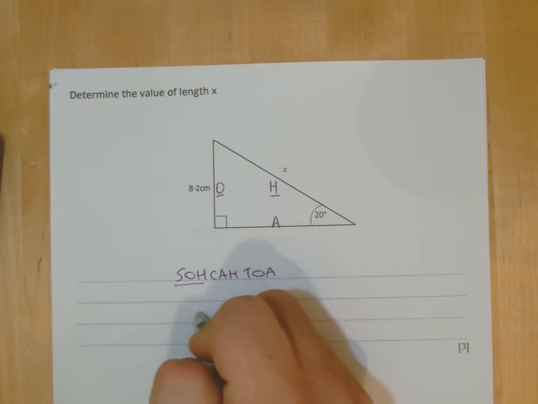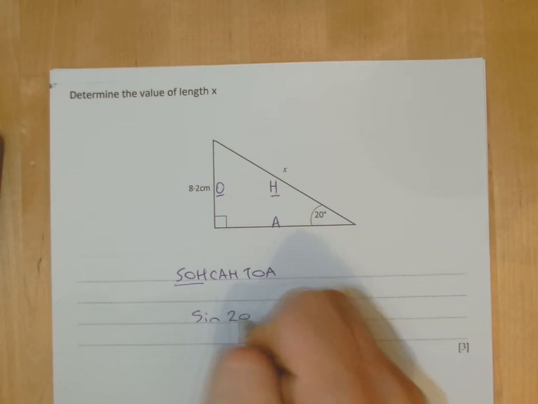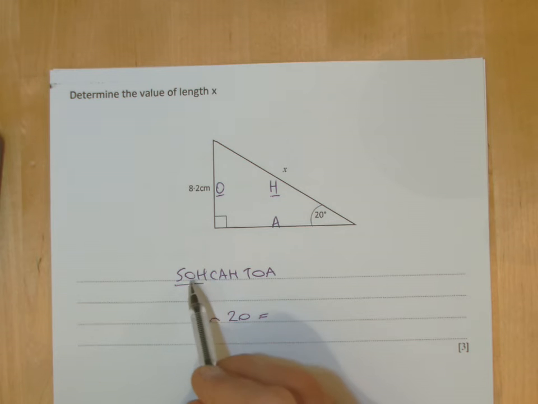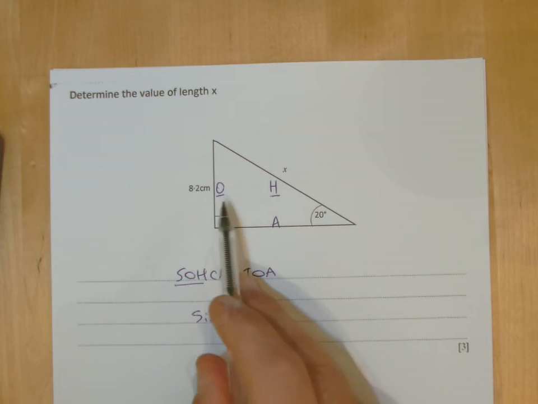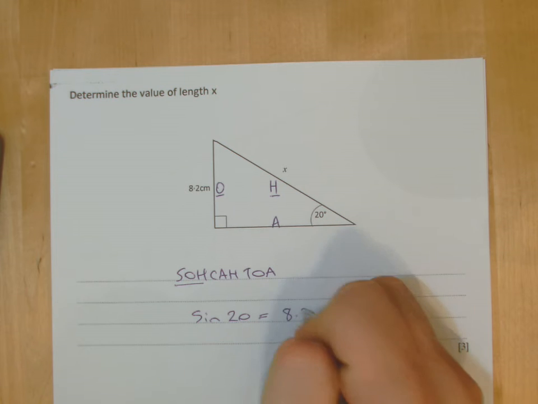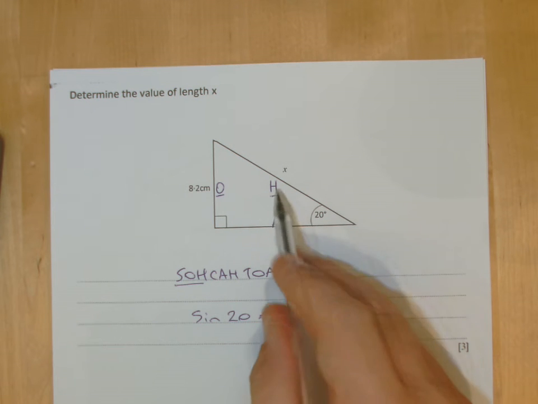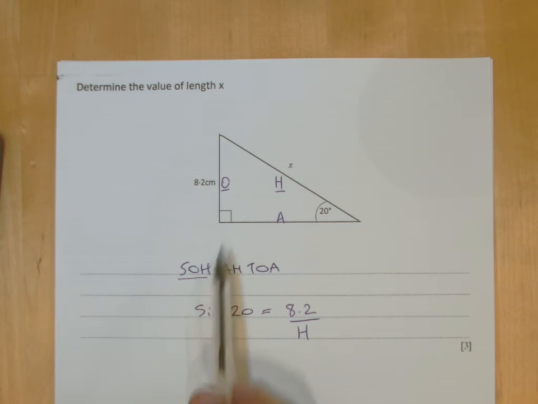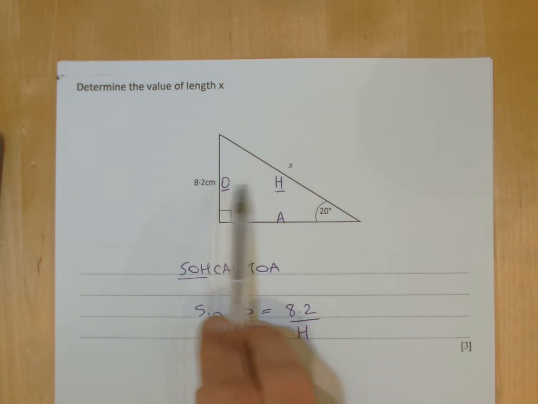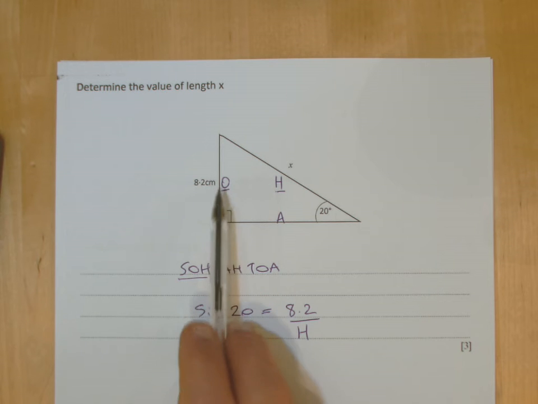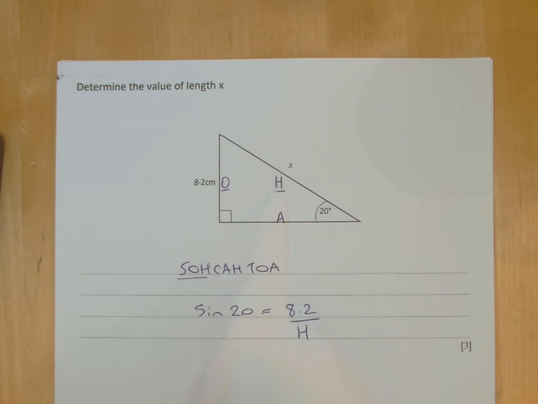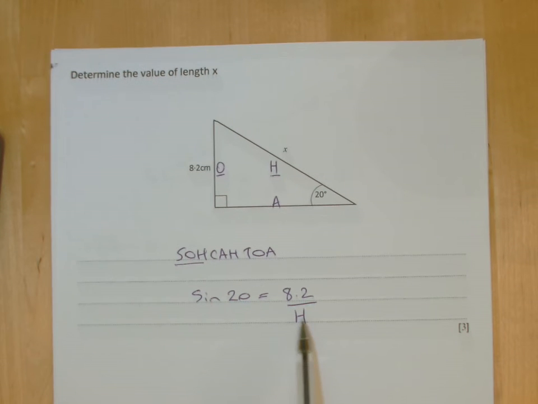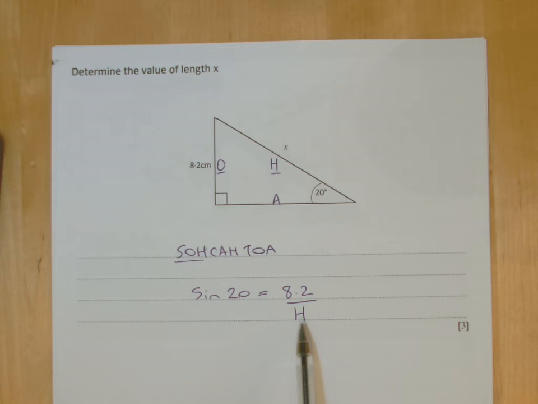So sine 20 equals, now let's follow this order here, O divided by H. It's important you stick to that order, O divided by H. O, which is 8.2, divided by H. Now we don't know H, so I keep it as H. So that's the order we've got to go in. 8.2 divided by H there. Now this time, my unknown, the letter I don't know, is on the bottom. So it's going to be a little bit more work, okay?